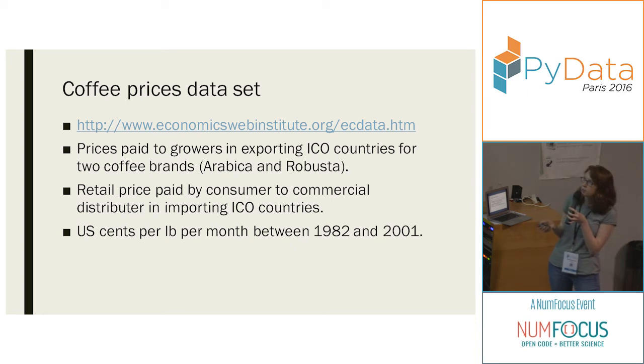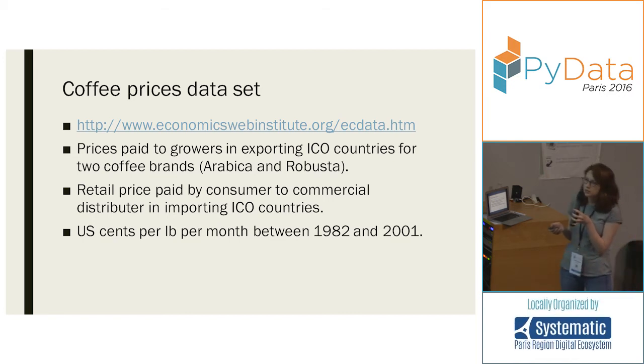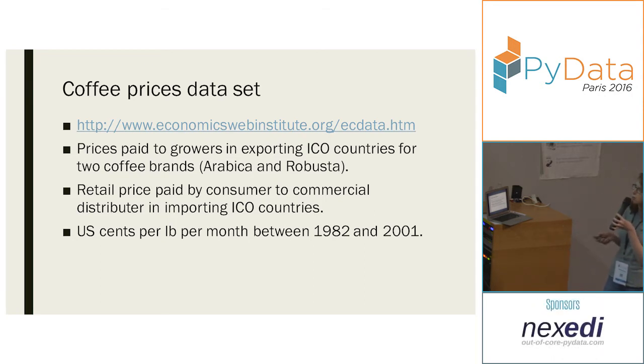So I found an open source data set on coffee prices. This is a data set downloaded from the Economics Web Institute. And we have two different types of coffee prices. Prices paid to growers in exporting ICO countries for 2 coffee brands. ICO stands for the International Coffee Organization. And we also have the retail price paid by consumers to commercial distributors in importing ICO countries. And this data is per month between 1982 and 2001. So it is quite an old data set.